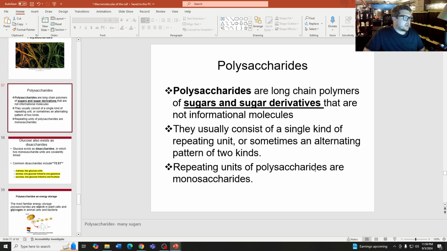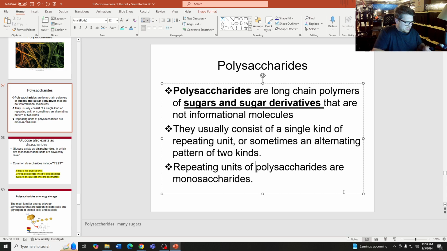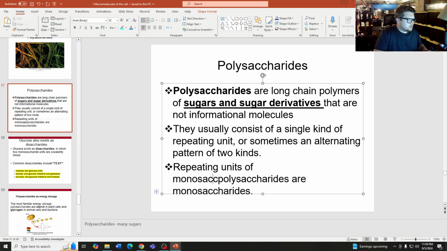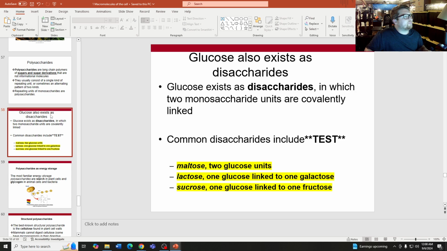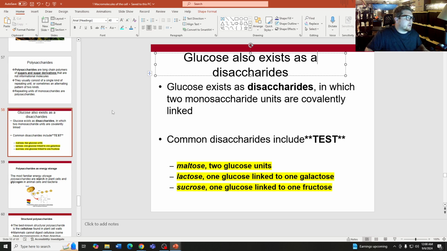Repeating units of monosaccharides are polysaccharides. That was reversed. There we go. Glucose also exists as a disaccharide, di meaning two. So glucose exists as a disaccharide in which two monosaccharide units are covalently linked.